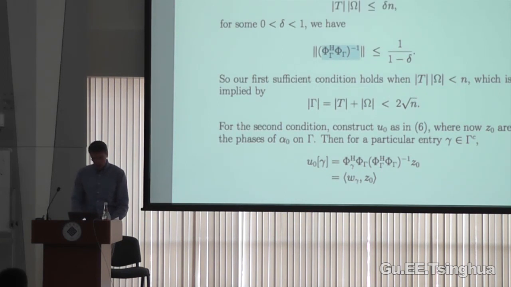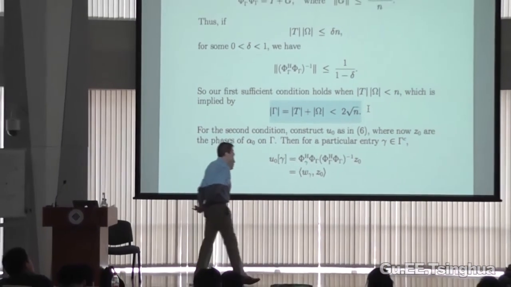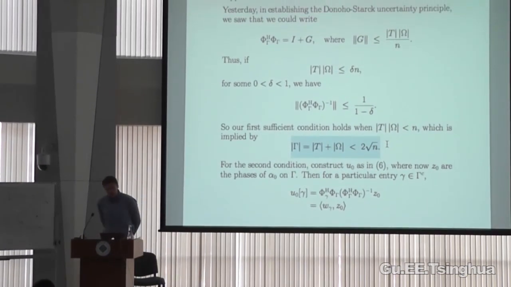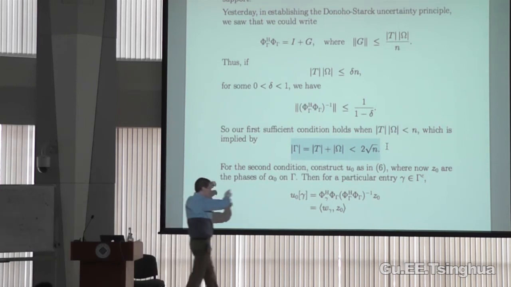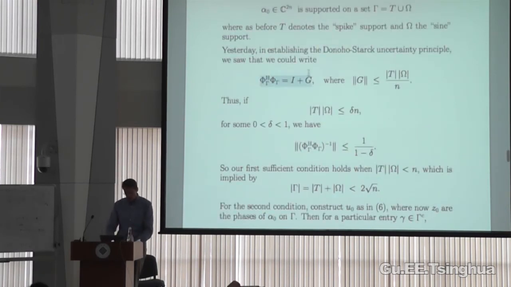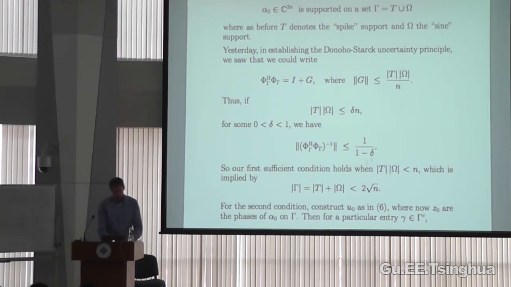Okay, so we know we can achieve delta less than 1. We can make this all make sense, and have this denominator be well behaved when T times omega is less than n. And then we also saw that as being the same as the size of the support of alpha naught, or in the language of this particular problem, the number of spikes plus the number of sinusoids is less than 2 times the square root of n. Okay, so that's one condition. That's nice because that's exactly the same condition under which the spikes and sinusoids are identifiable. So that's good, and that basically came from the same calculations we did. So there's number 1 checked off. This is true if the size of the set is less than 2 times the square root of n.